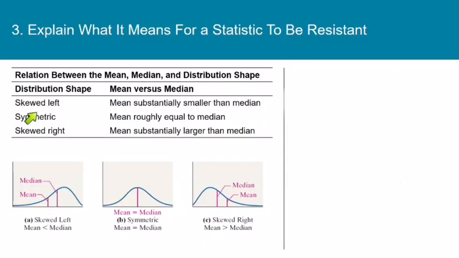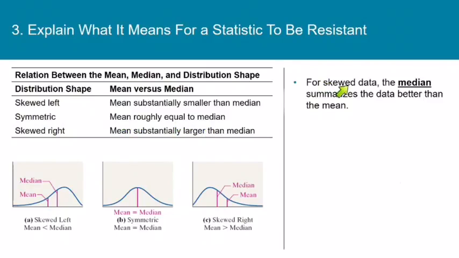So with left-skewed data, the mean will be smaller than the median. With right-skewed data, the mean will be more than the median. And with symmetric or bell-shaped data, the mean will be about equal to the median. Therefore, for skewed data, the median summarizes the data better than the mean, because the median is resistant where the mean is not. And like we said before, the mean and the median are roughly equal for symmetric data.